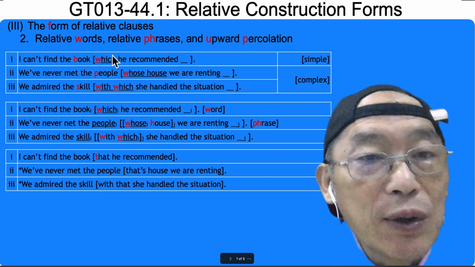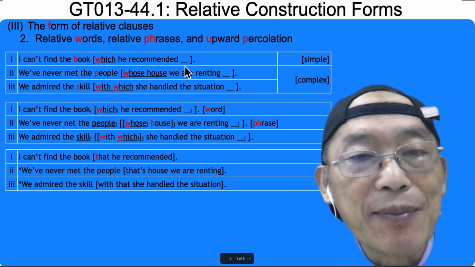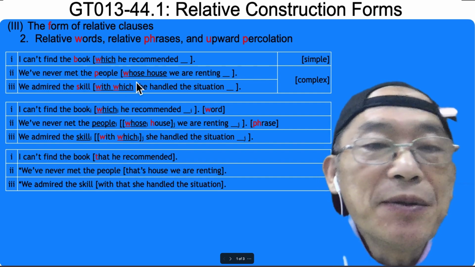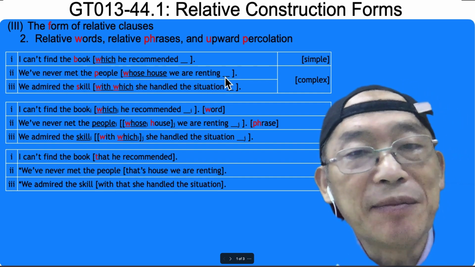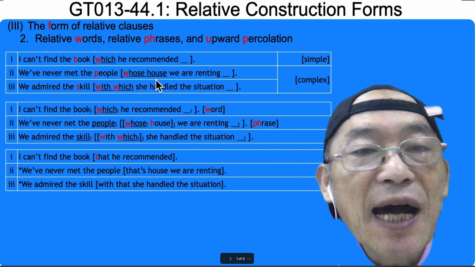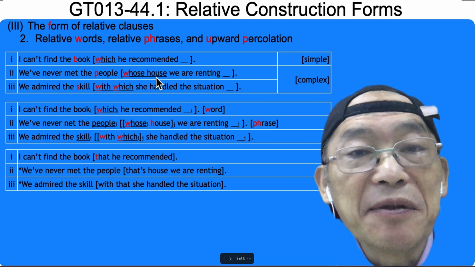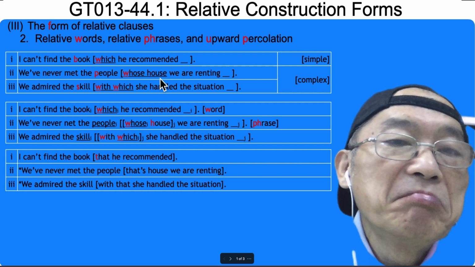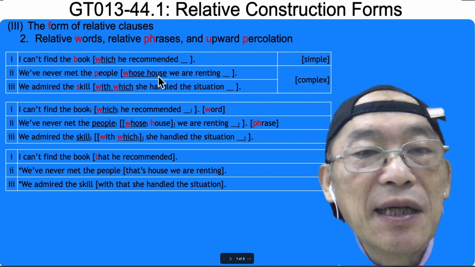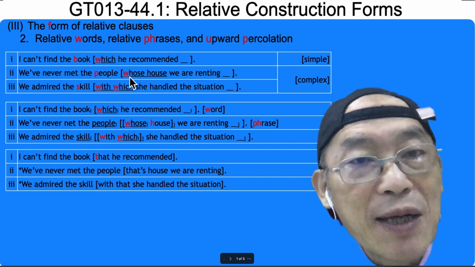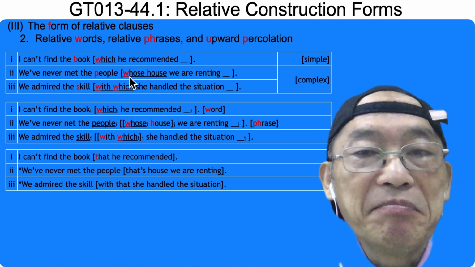I can't find the book, which, no percolation, which he recommended. You don't need to climb up. We've never met the people whose house we are renting. So, whose house? We're renting this whole thing. So, whose house? That's type 1.